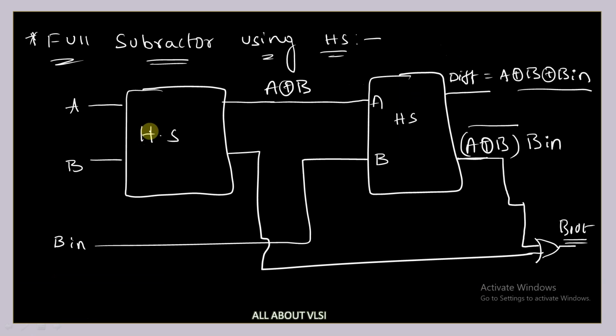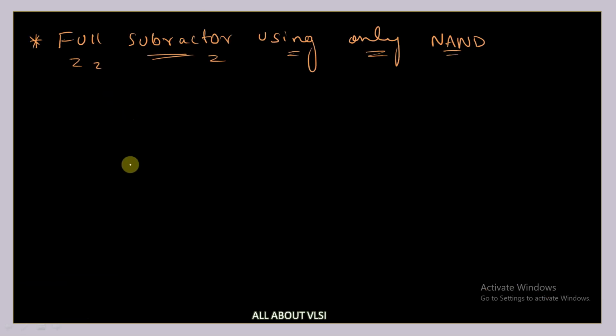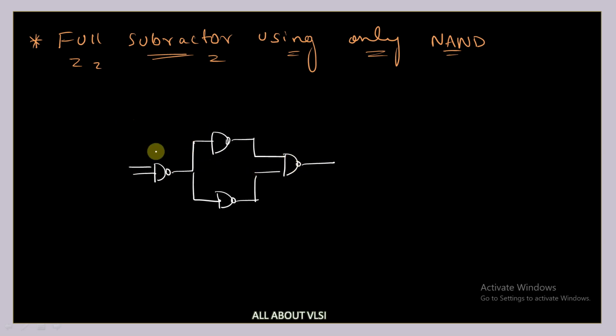Again you can consider the same diagram. This is one half subtractor, this is one more half subtractor. First implement these two half subtractors using XOR gates. It is going to look like this. This is one XOR gate, one NAND gate, you can connect to this. This is one difference, A XOR B. This is A and this is B.